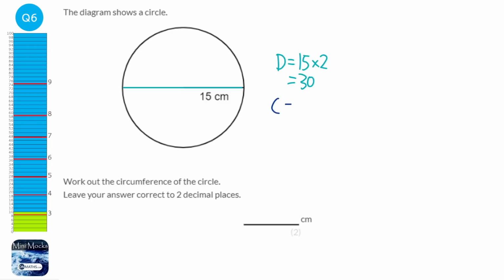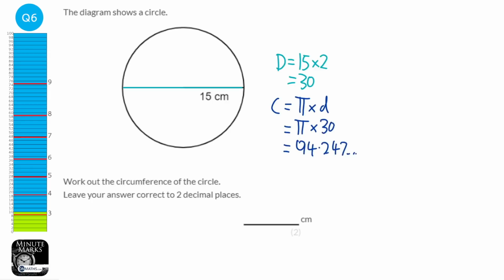The formula for the circumference is just pi times the diameter, and that's going to be pi times 30. And when you do that on the calculator, you get 94.247 blah blah blah. And when you round that, you will get 94.25. We rounded it to 2 decimal places because that's what the question asked us to.